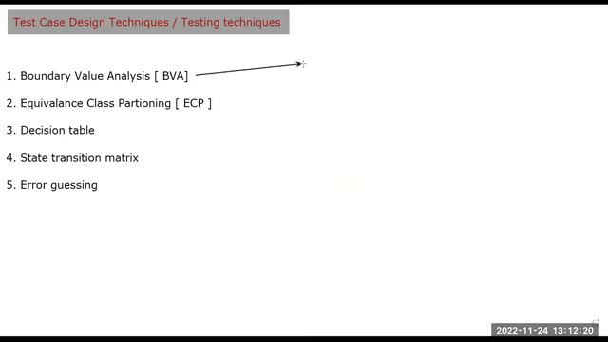The first technique is boundary value analysis. Before explaining it, let me give an example. Let's say there is one functionality, one feature we are having. The feature says that there are some input fields.